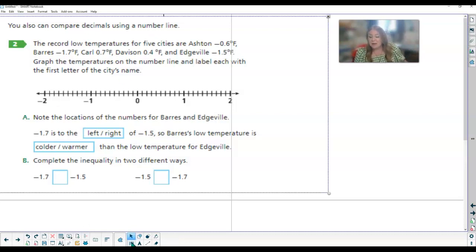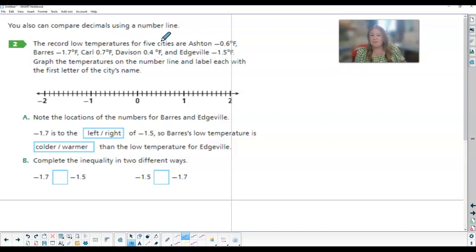So the record low here for 5 cities are negative 0.6 degrees, negative 1.7, 0.7, 0.4, and negative 1.5. So when we're talking about these number lines, first let's look and see how many places we have between 0 to 1.